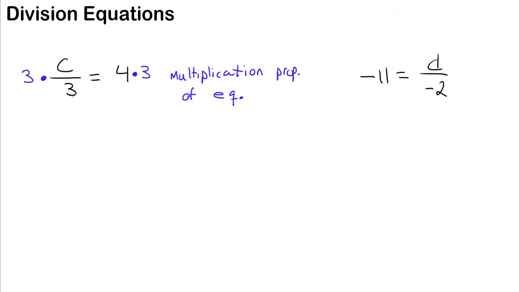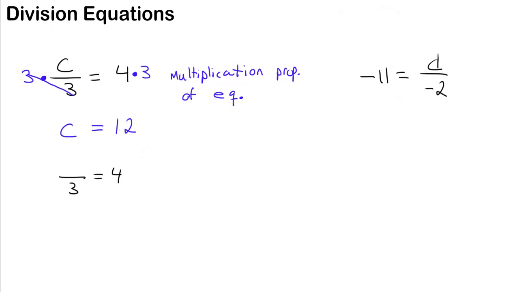So on the left-hand side, I have 3 times c over 3. These 3's cancel out because 3 divided by 3 equals 1. So this leaves me with a c on the left-hand side. And on the right-hand side, 4 times 3 equals 12. I can check that here by writing my original equation. C over 3 equals 4.